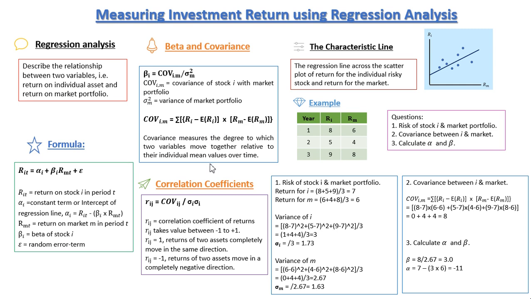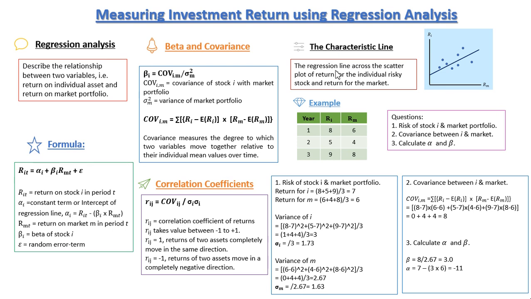Now we will look at the correlation coefficient. The correlation coefficient basically standardizes the covariance by the product of the individual standard deviations, taking into consideration the variability of the individual return series. It takes a value between -1 and +1. When the correlation coefficient equals +1, the returns of two assets move completely in the same direction. In contrast, if it is -1, the returns of two assets move in completely opposite directions.